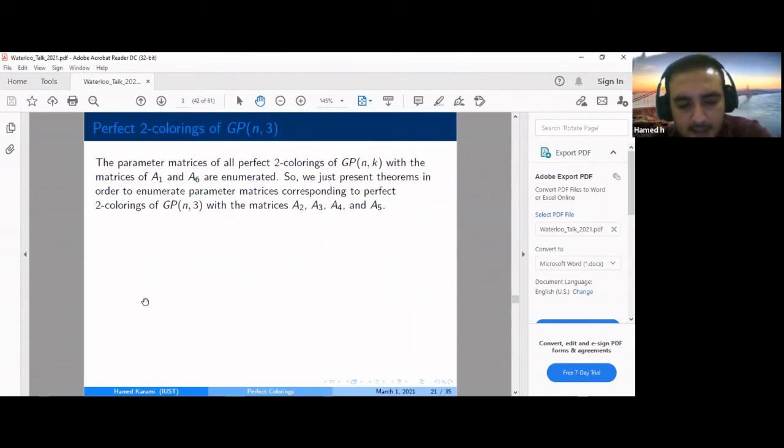Okay, as we said, the problem of existence of perfect two-colorings for GP(n, k) with the matrices A1 and A6 is closed. So we just consider the matrices A2, A3, A4, and A5 for GP(n, 2).